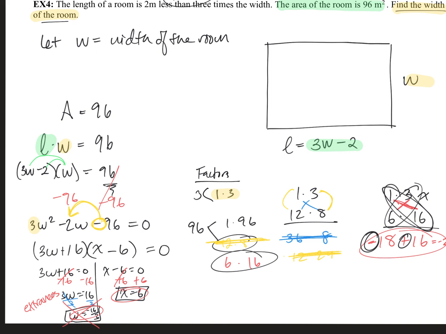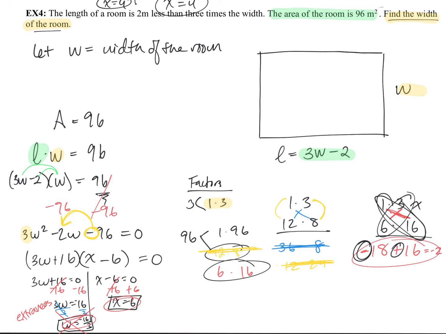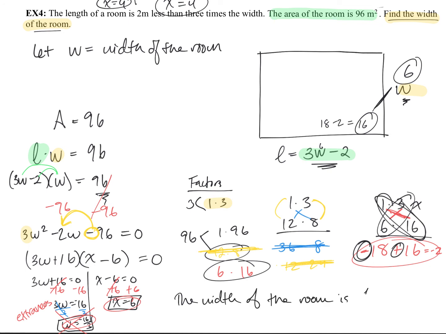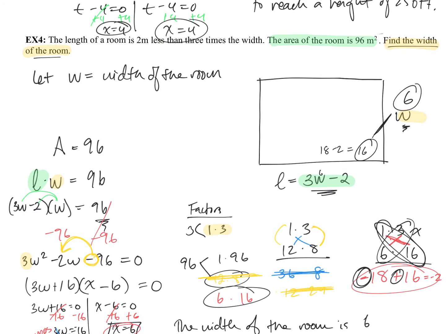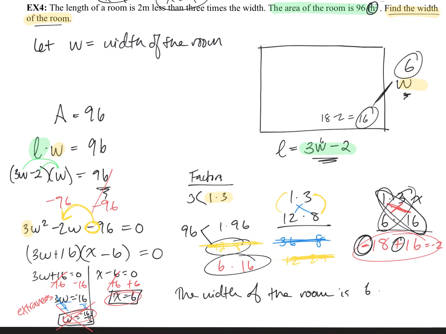Okay, make sure to do that if you cross out your answer and write extraneous. So show me that you know it doesn't work. Which means 6 would be our answer. It doesn't make any of these not make sense. It makes sense for that to be 6, and then 3 times 6 is going to be 18 minus 2, which would be 16. So 16 and 6 make sense for the width of a room, so that works. So my answer would be the width of the room is 6 what? 6 meters. Period. All right, and that is my answer.